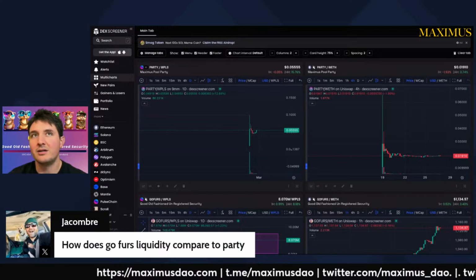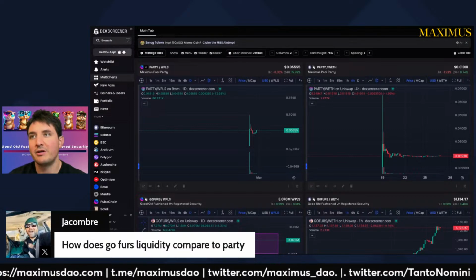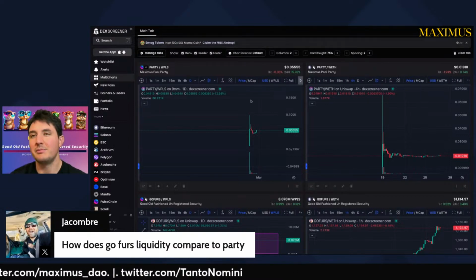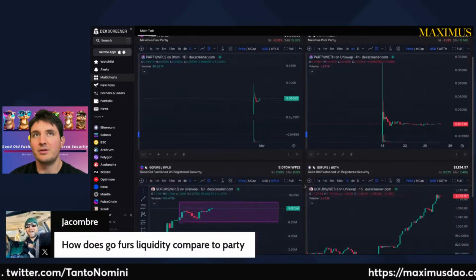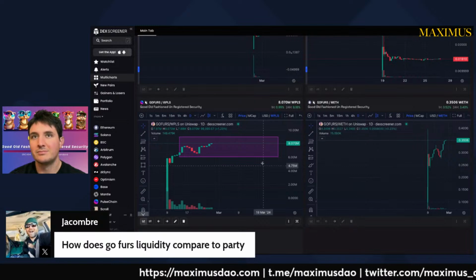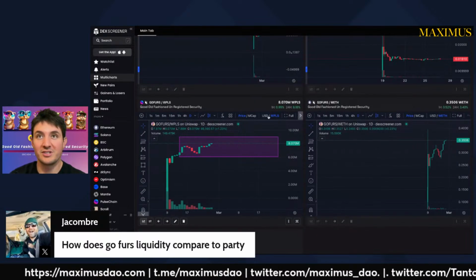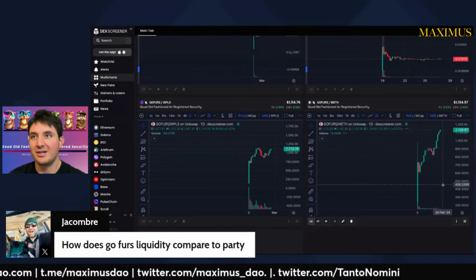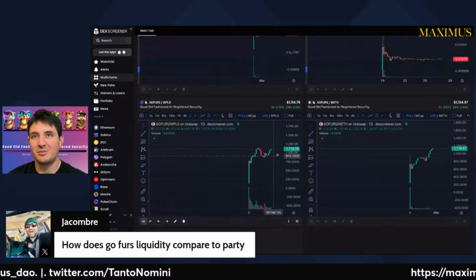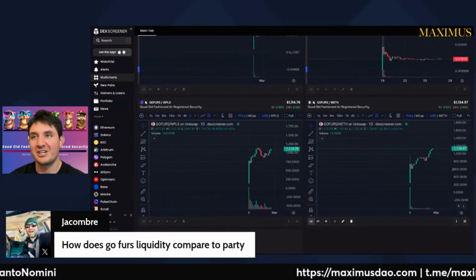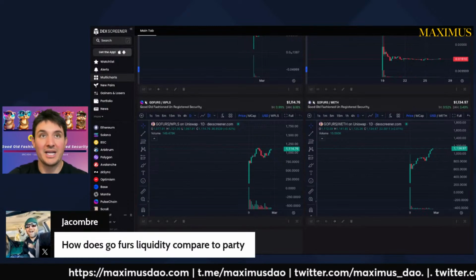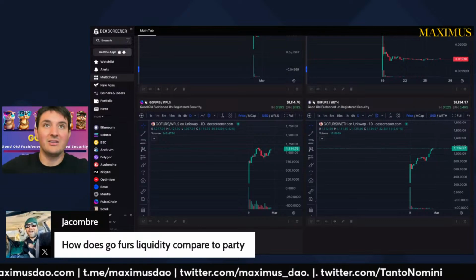So party on Pulse Chain has about $383,000 of buy side liquidity. That's about as much as GOFURS on Ethereum has, maybe a little more now because GOFURS on Ethereum has gone up substantially. But pretty cool to see, at least in the US dollar price, GOFURS on ETH and GOFURS on Pulse basically have similar charts and are at almost identical prices. So that's kind of cool. They're entirely independent. There's nothing binding those prices together. They're entirely separate assets.